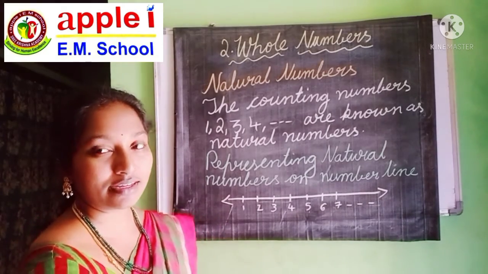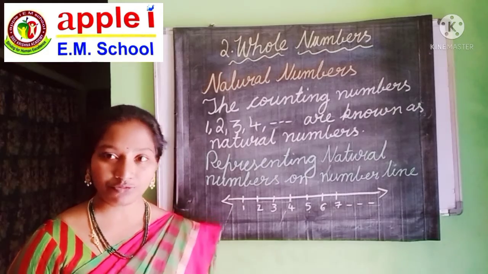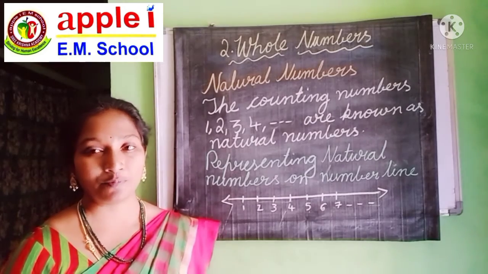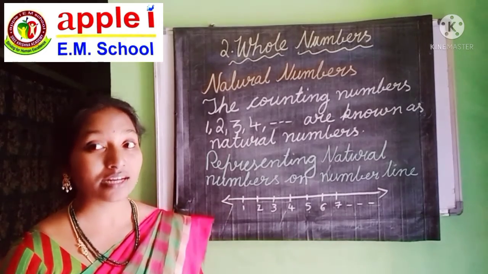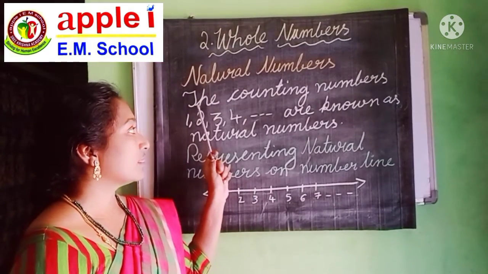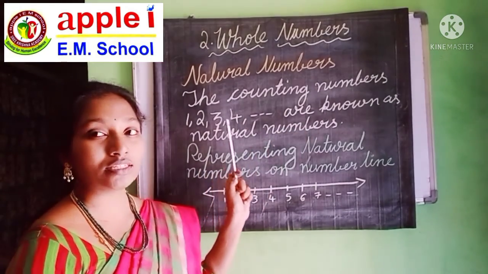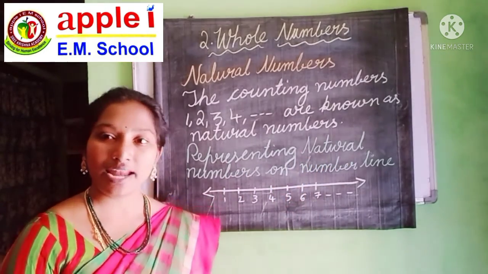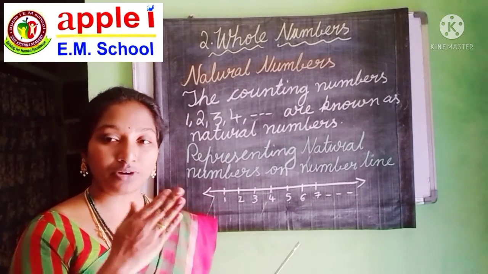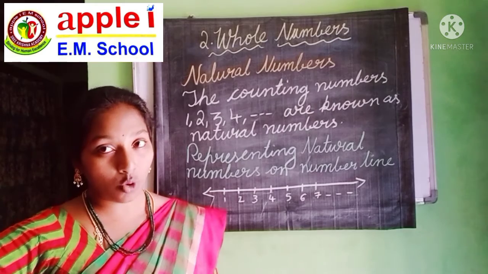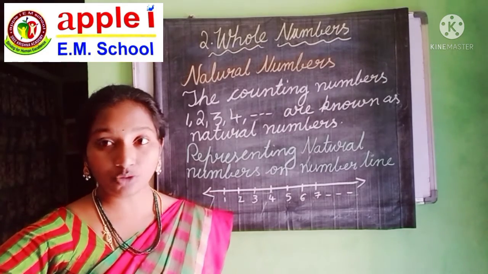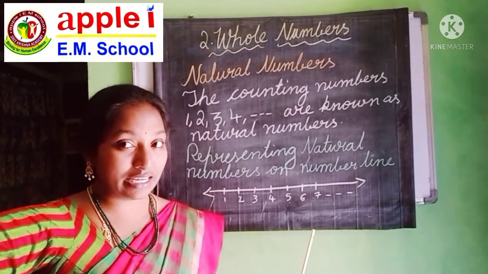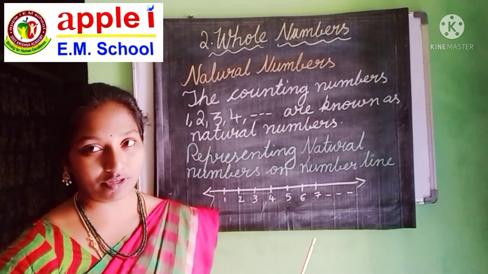Here we are going to learn two types of numbers. One is natural numbers, the other one is whole numbers. First, let us learn what natural numbers are. The counting numbers 1, 2, 3, 4, and so on are known as natural numbers. Already we know numbers have no end. So from 1 to infinity, they are called natural numbers.